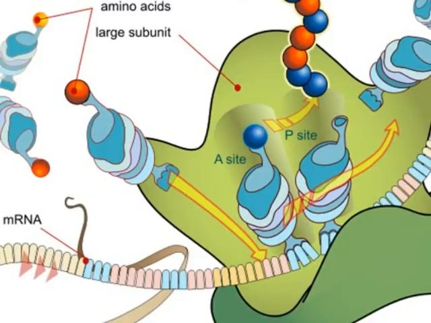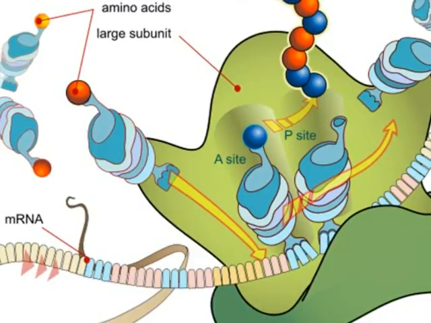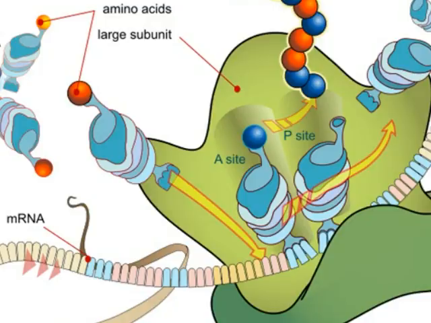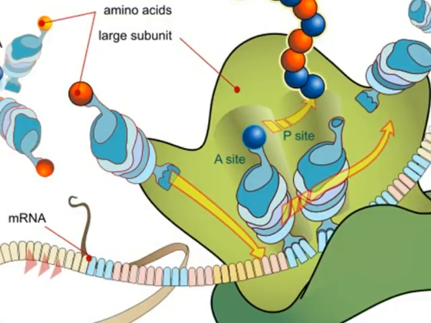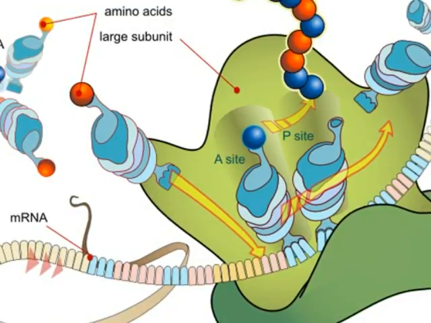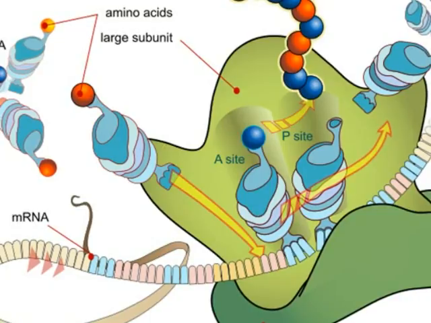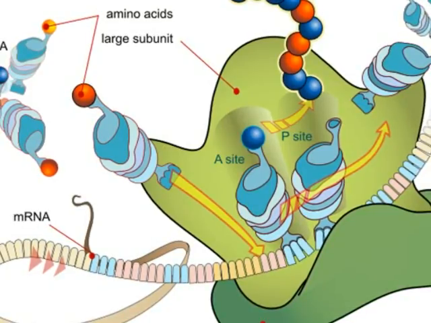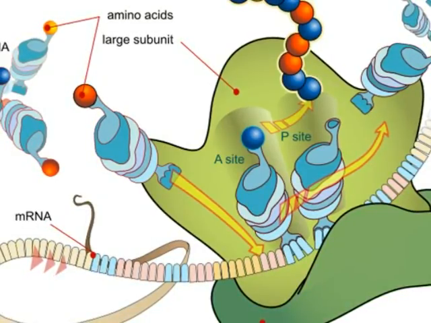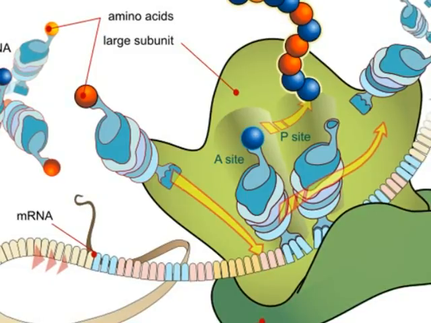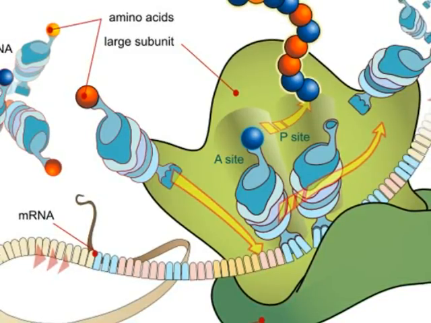Translation is the third step. Here you see translation. It is the third step after transcription. In translation, messenger RNA produced by transcription is decoded by the ribosome to produce a specific amino acid chain or a polypeptide. It will later fold into an active protein.